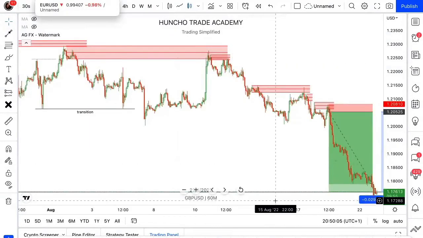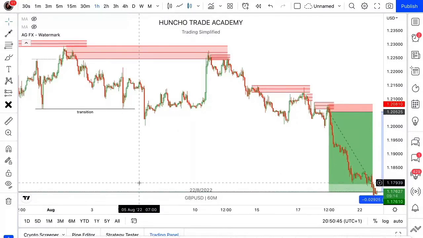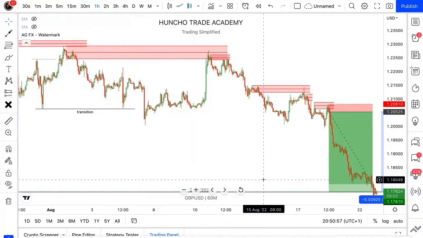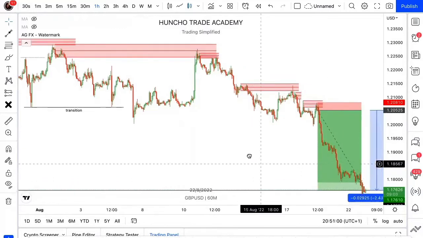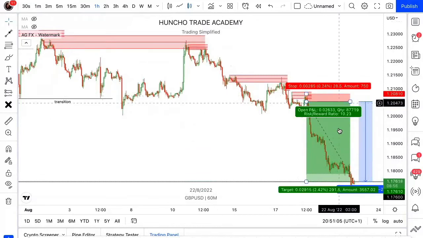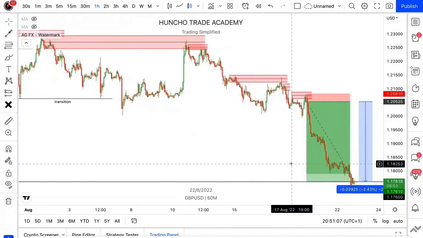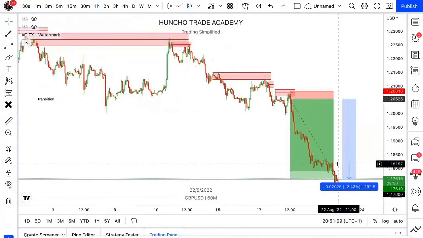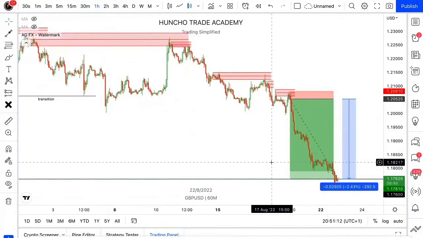So this is exactly the trade I took on GBP USD from last week on the 1 hour chart, and I'm going to show you guys how I actually came about my entry and how I managed the trade. It was a 1 to 10 risk to reward, with a 28.5 pip stop loss and a 292.5 pip reward. So let's just go straight to the analysis.